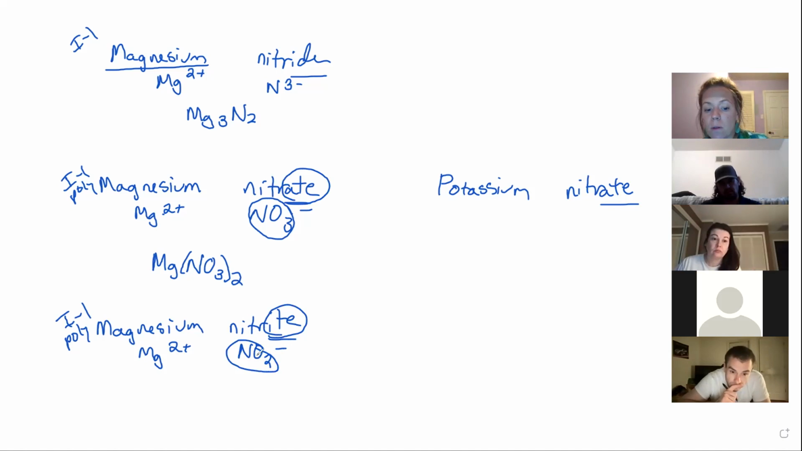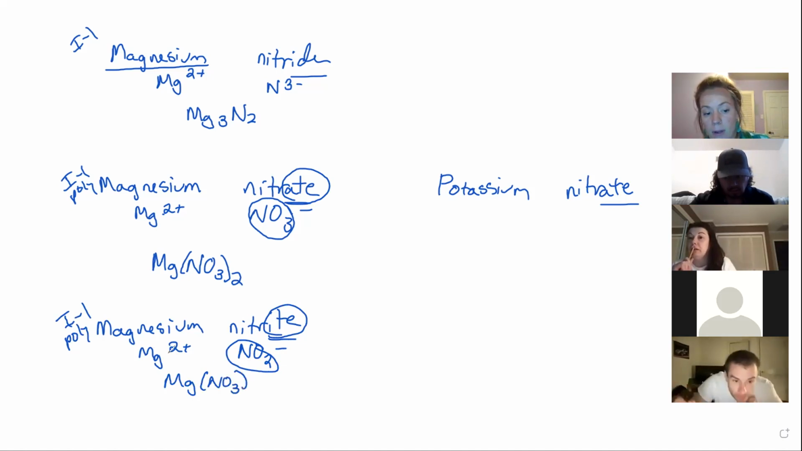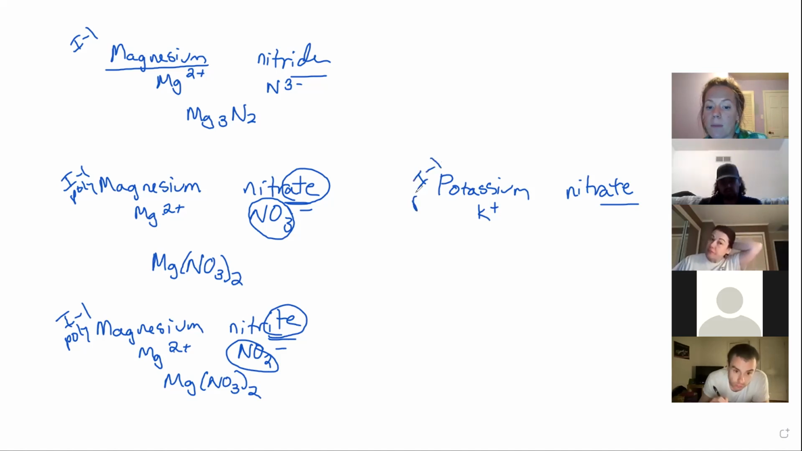I know that I'm going to need 2 of these packets to balance out every 1 magnesium. So Mg(NO3)2, with the parentheses and then that 2 wrapped around the outside. Now the reason I threw this one in here, potassium nitrate, is because in this case, we won't need parentheses with our polyatomic ion. This is also ionic type 1 with a poly. Potassium is K+, nitrate is NO3 with a - charge.